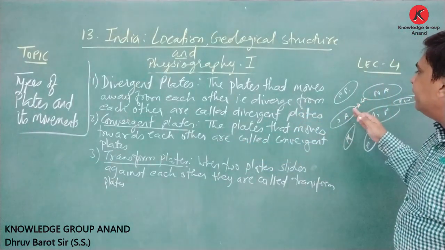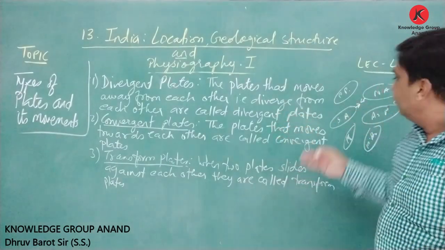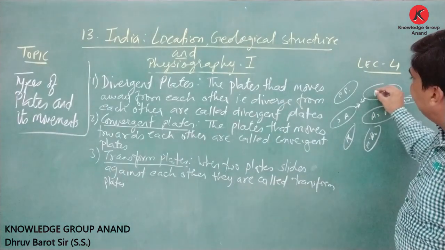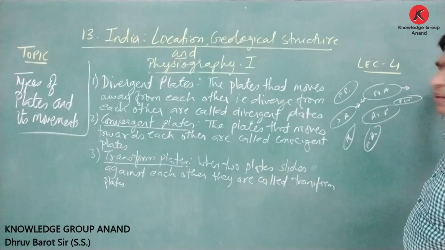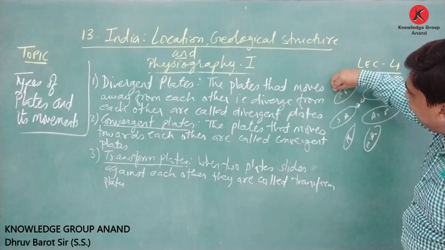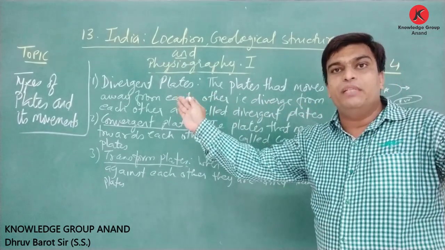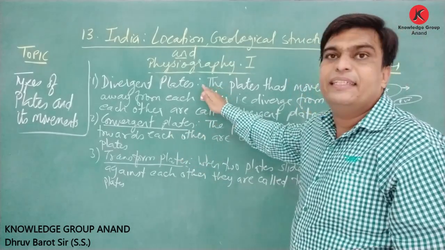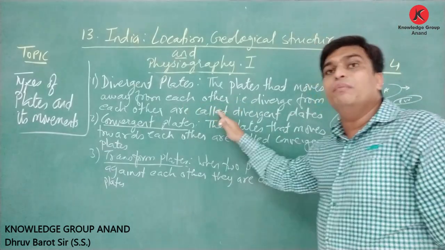There might be some plates that move away from each other. For example, this North American plate is moving in this direction, and this Pacific plate is moving in the opposite direction. Both of them are moving away from each other, and that movement is known as divergent plates. The plates that move away from each other.